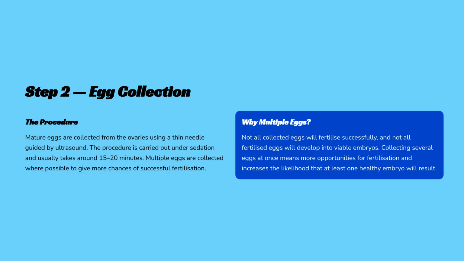Step 2 is egg collection. Doctors use an ultrasound-guided needle to collect mature eggs under sedation. This takes about 15 to 20 minutes. We collect multiple eggs to maximize the chances of creating at least one healthy embryo.